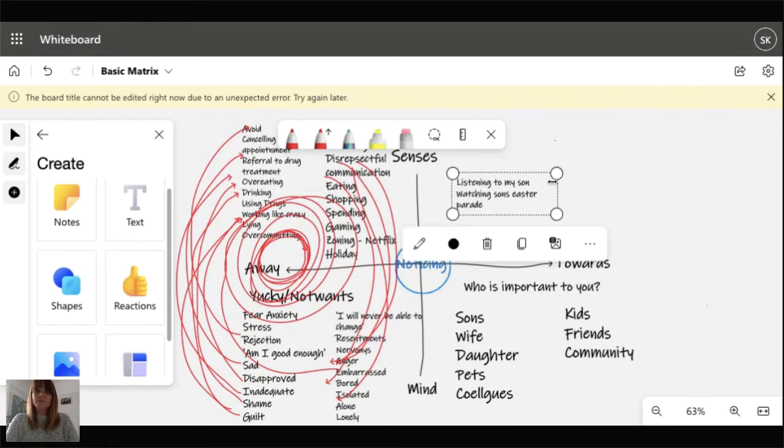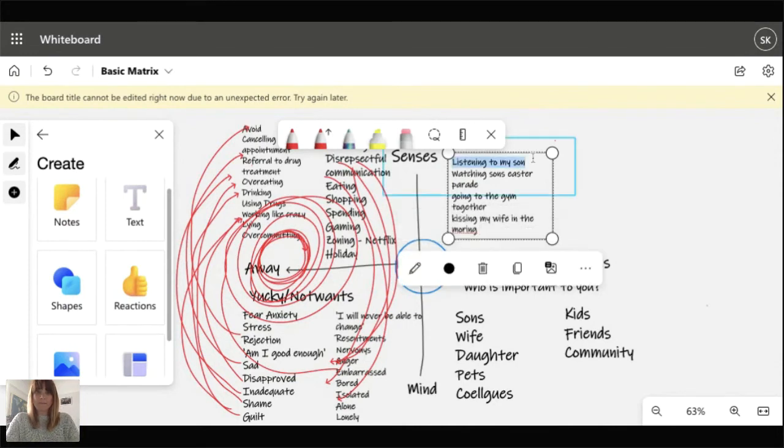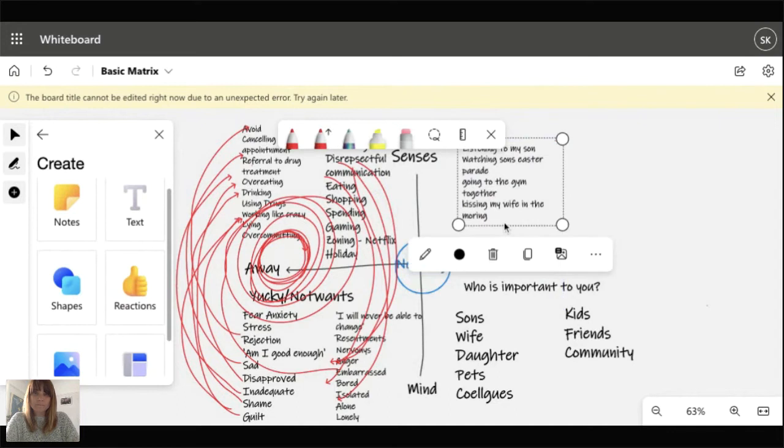So has anybody got any examples of any behaviours that they've noticed recently that have moved them towards those that are important to them, that they would like to share? It can be the simplest of things. Going to the gym. Yes. Going to the gym together. Thank you. Kissing my wife in the morning. Meditating. Staying connected in meetings or in the community.